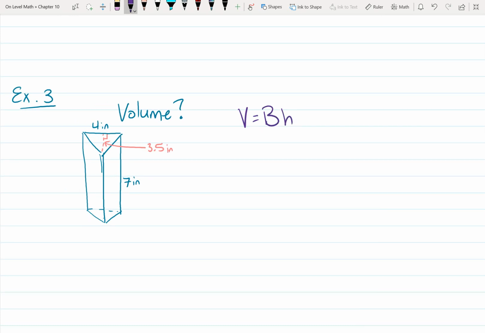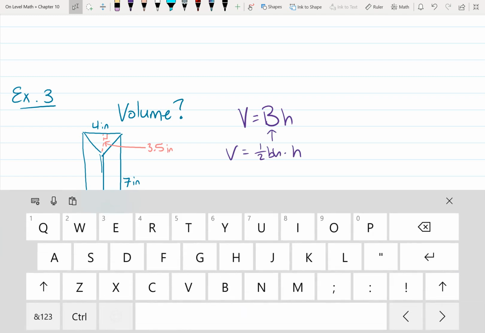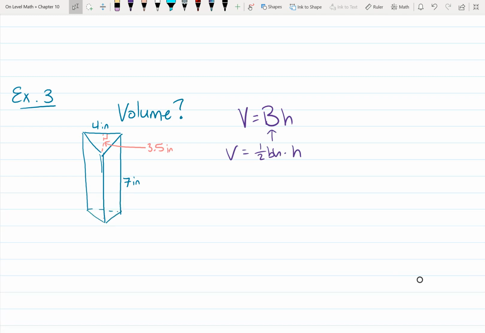V equals capital B times H. We're starting out the same way every single time. Get it in your head. Just do it. Today you'll probably need to show all of your work in a notebook. Actually, you will. There's not enough room to squeeze it into your textbook.